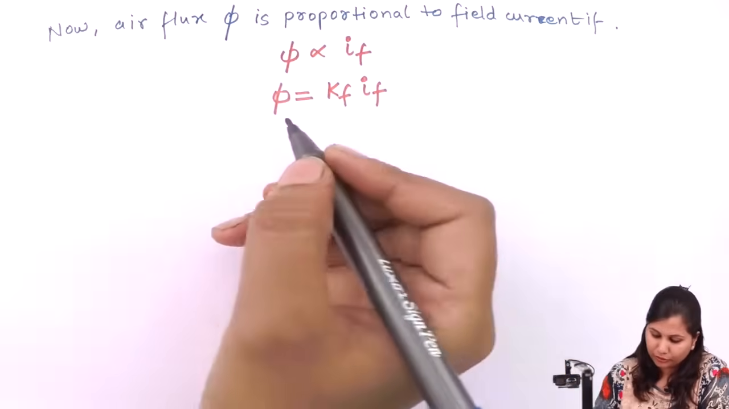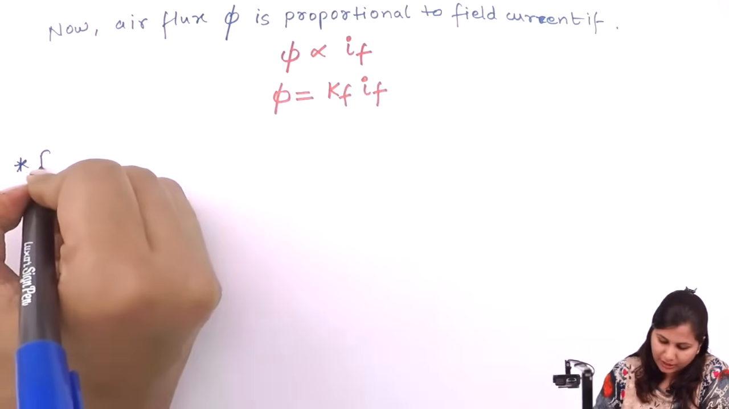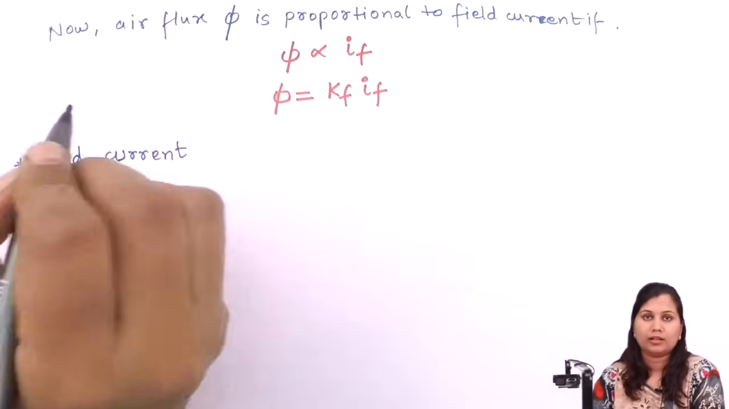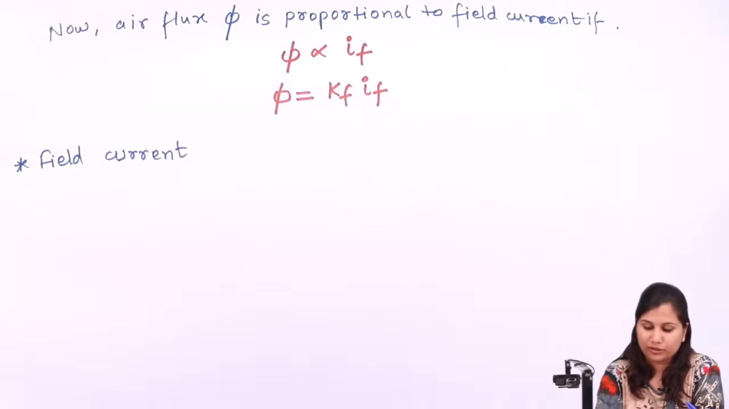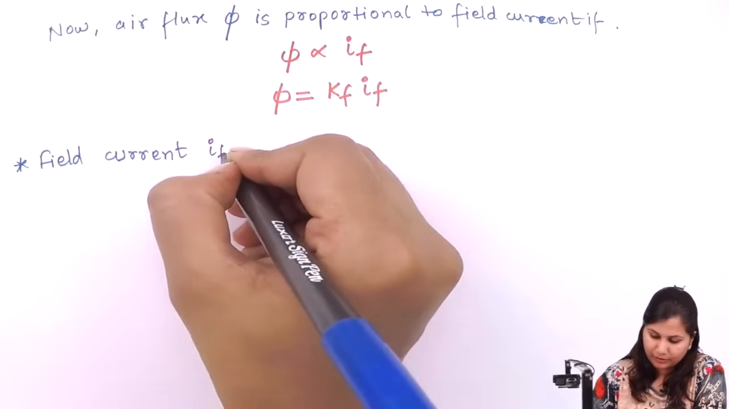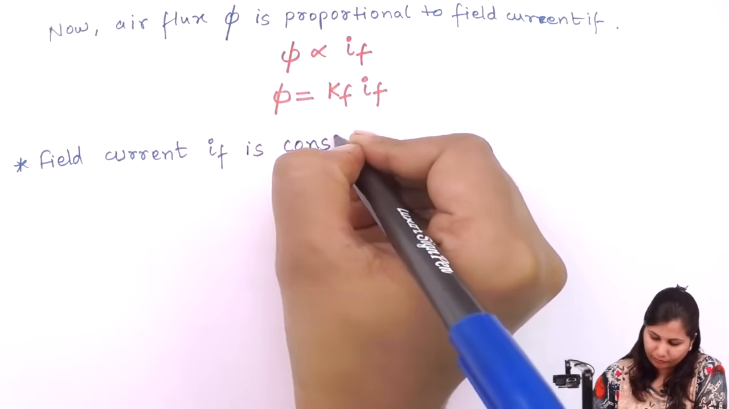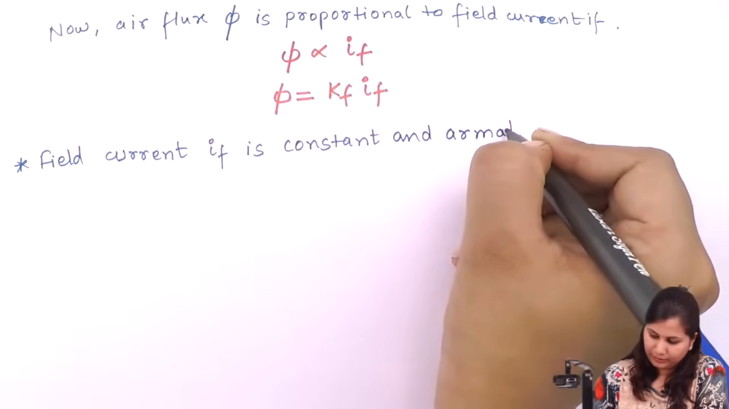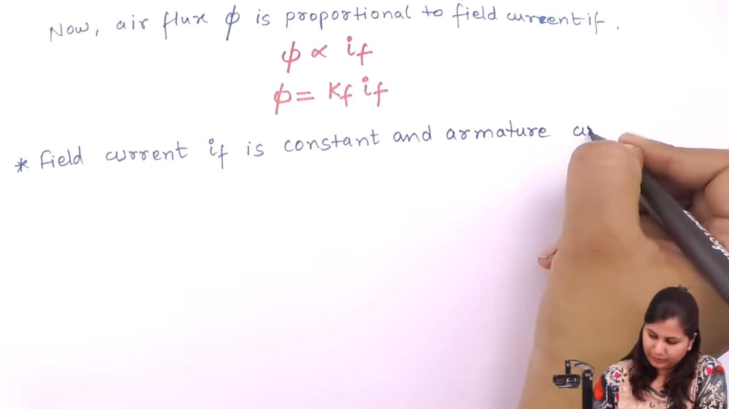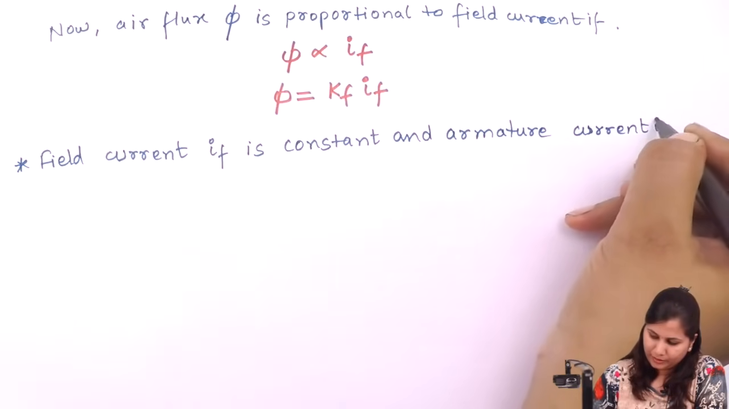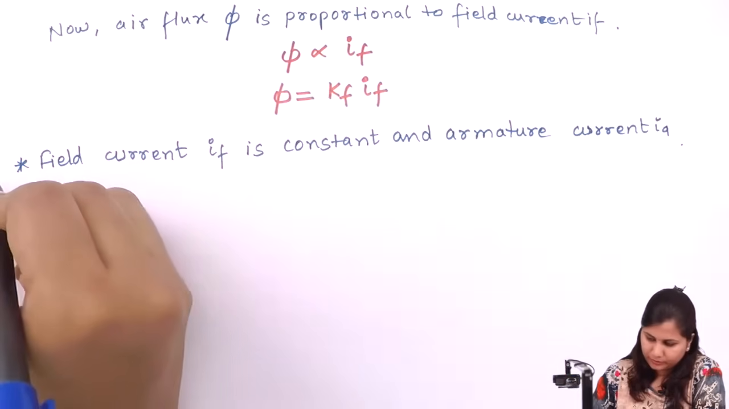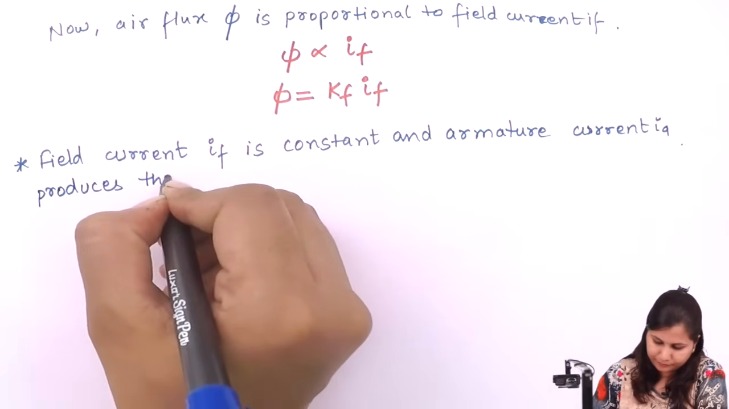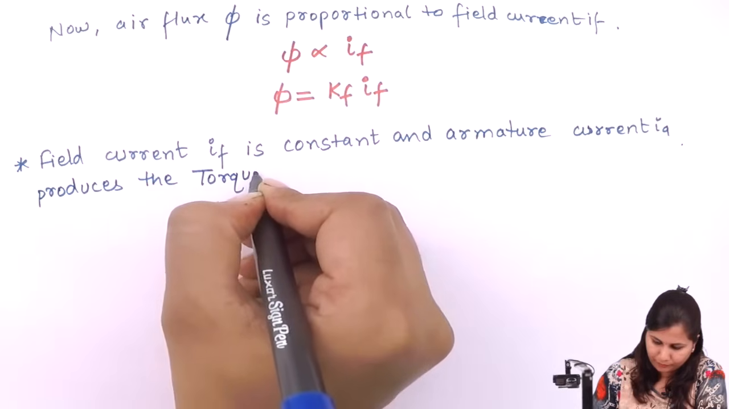will produce a torque. So if we keep the field current as constant, because in the armature controlled servo motor, the field current is kept as constant. So field current IF is constant and armature current IA will produce the torque Tm.